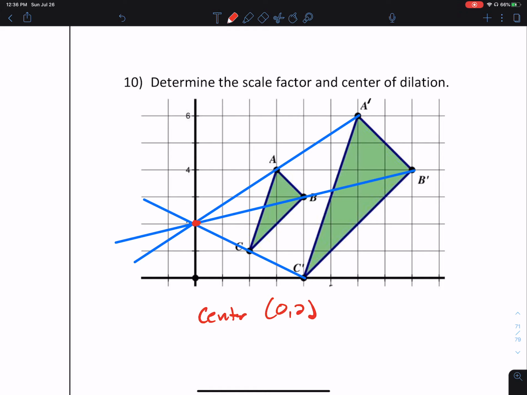As far as the scale factor goes, we don't have to count diagonally. From the center to C, it's to the right 2. From the center to C prime, it's to the right 1, 2, 3, 4. It's twice as big. The scale factor is 2. And you can count in other ways as well. To go from the center to C, we go down 1. To go to C prime, we go down 2. It's doubled. To go up to A, you go up 2. Up to A prime, you go up 4. It's doubled. To the right to A is 3. To A prime is 6. It's doubled. We could do the same thing with B.